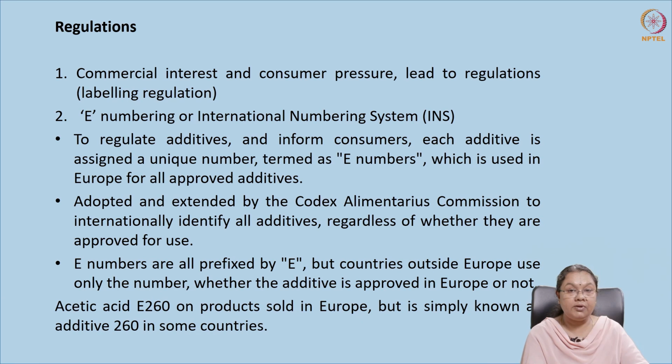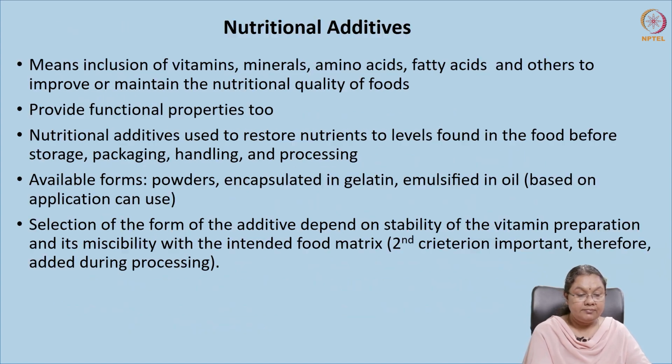All the European nations use the prefix E, but there are nations like Australia and New Zealand where E is not used, but they follow the same numbering system. So either with E as prefix or without E as prefix, the number can be adopted, and this number is universal throughout the world. So E260 can be sold as 260 also, and it will mean that acetic acid has been added to the food.